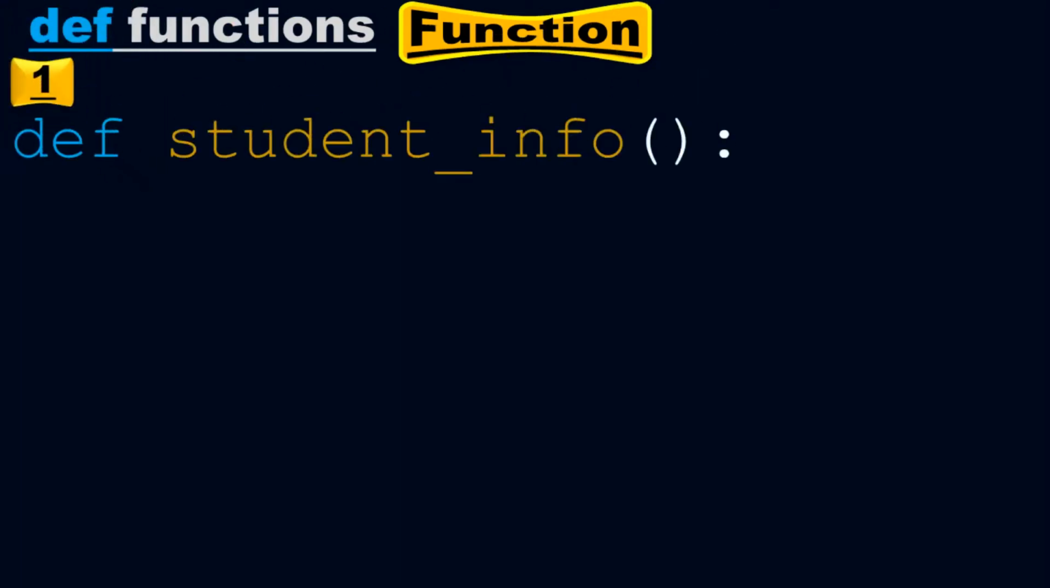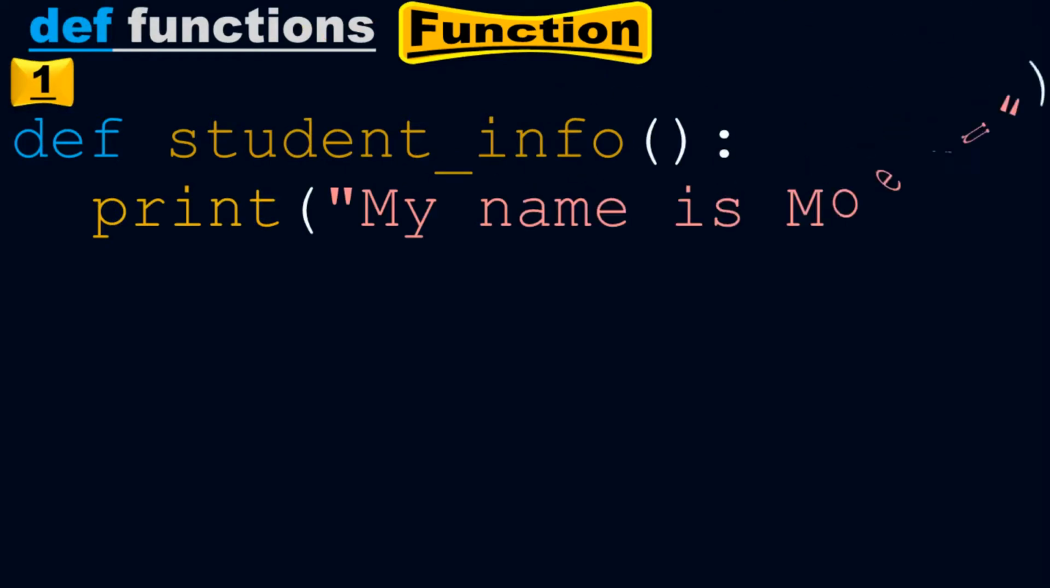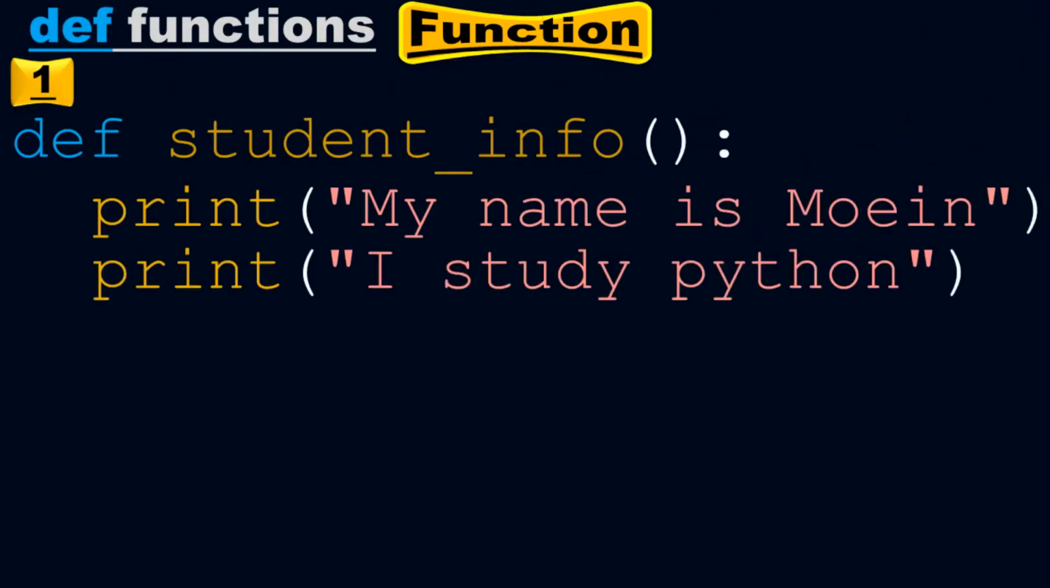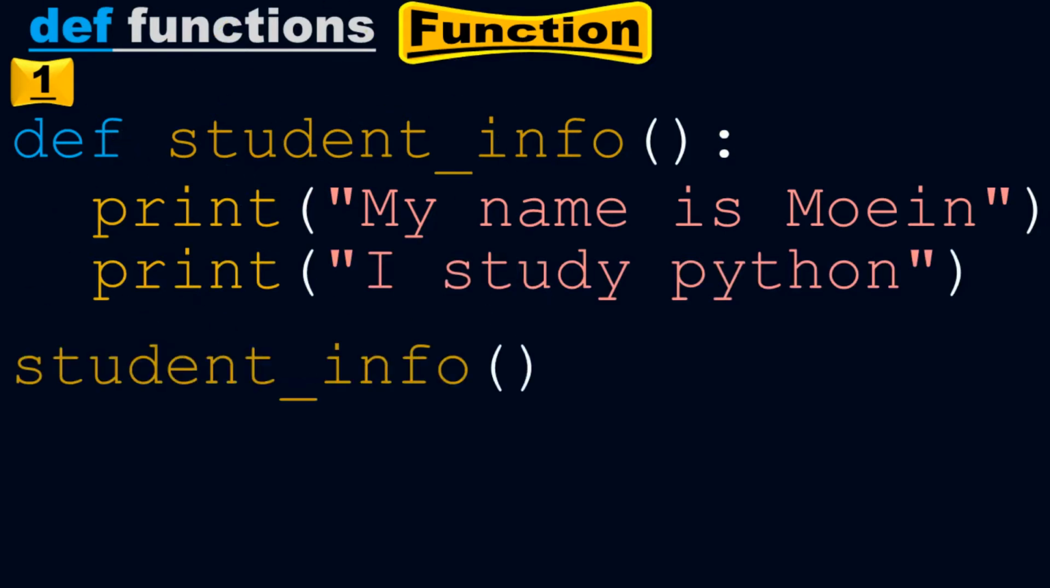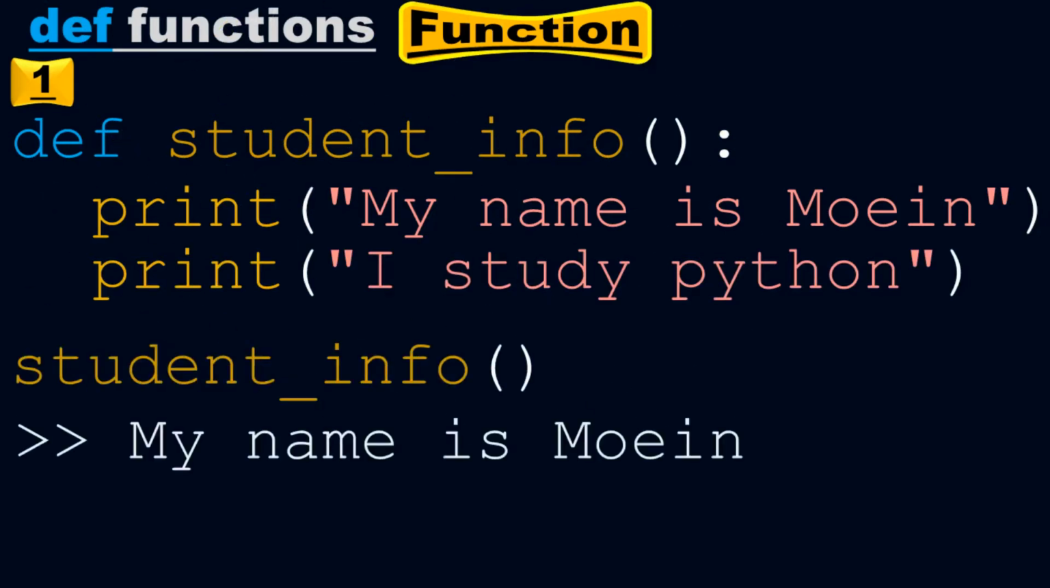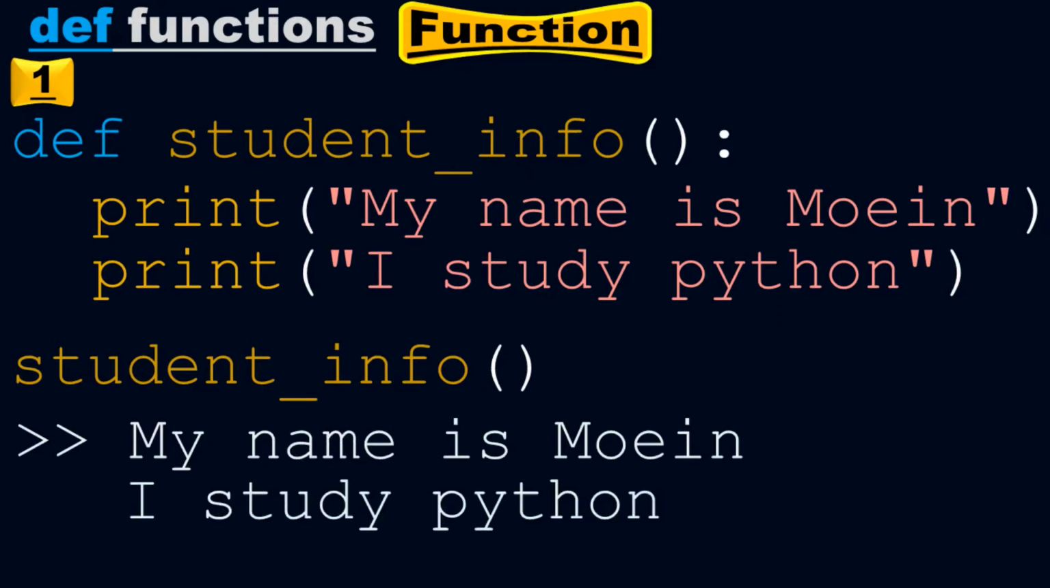For example, example number 1: if I have def student_info, and then print of "My name is Moein", and then print of "I study Python", and then student_info. When you run this program in Colab, you will get: My name is Moein, I study Python.